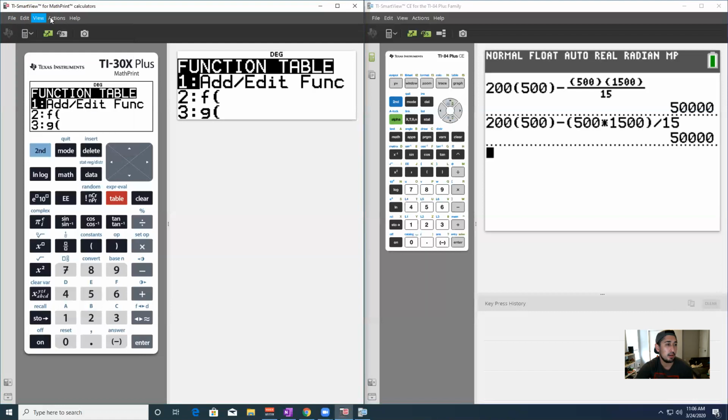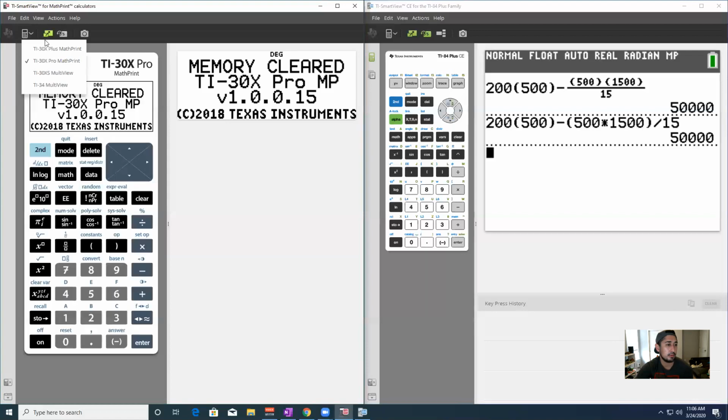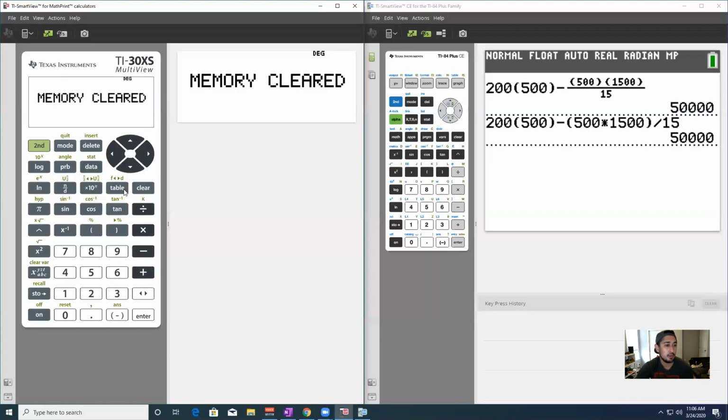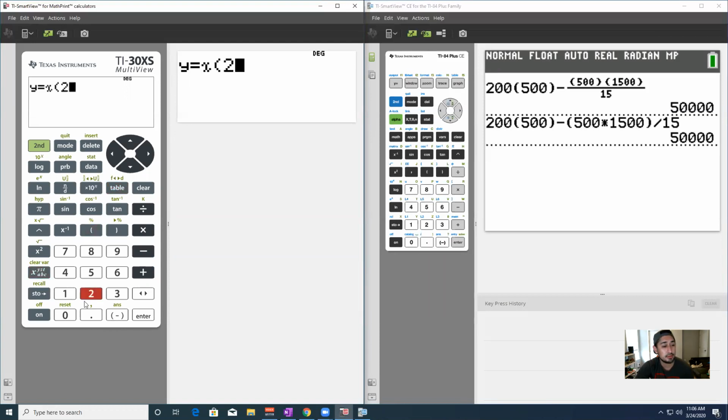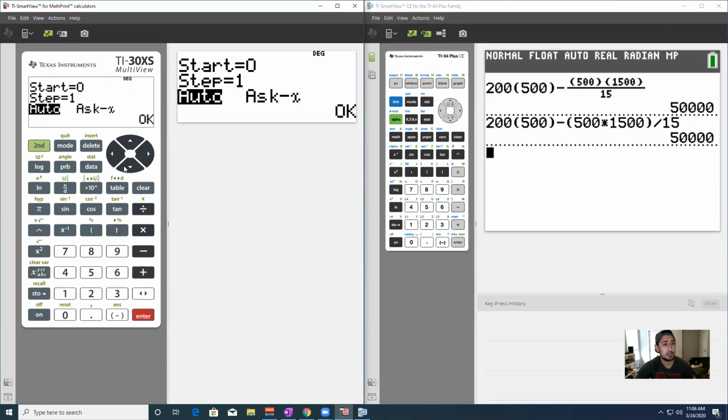Let me see. How do I change calculator? TI-30 Pro. No, that's the Pro. How about multi-view? Table, there we go. Table y equals, and I'm gonna type in this function just as I see it. X times (2000 minus 60x), close parentheses. That's my revenue function. So the first function I'm typing in is my revenue function. And then I'm gonna hit enter, ignore start, step, go to auto, hit ask, hit enter, go down, hit OK.